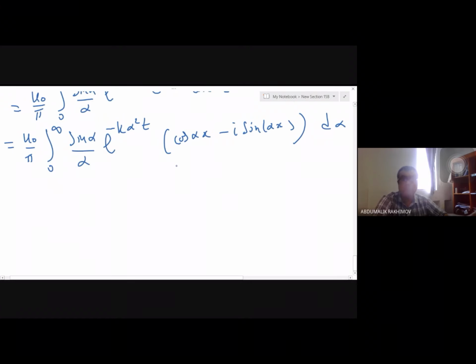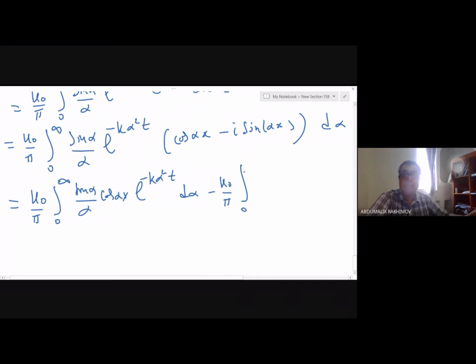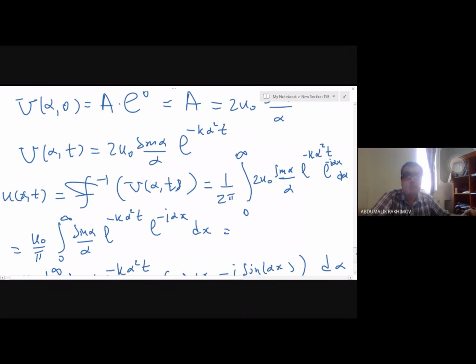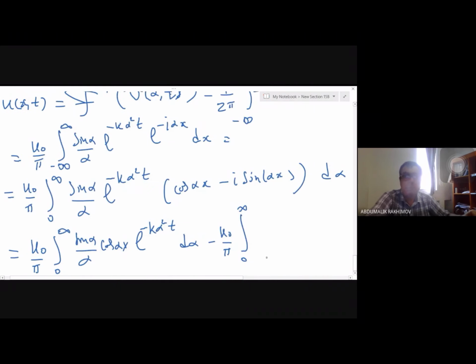Now I have two integrals, one with cosine and another one with sine. u0 over pi integral from 0 to infinity sine alpha over alpha cosine alpha x exponential minus k alpha square t d alpha, minus u0 over pi integral from 0 to infinity, or sorry, from minus infinity. Yeah, this integral is from minus infinity to plus infinity, right? Okay, from minus infinity to plus infinity.